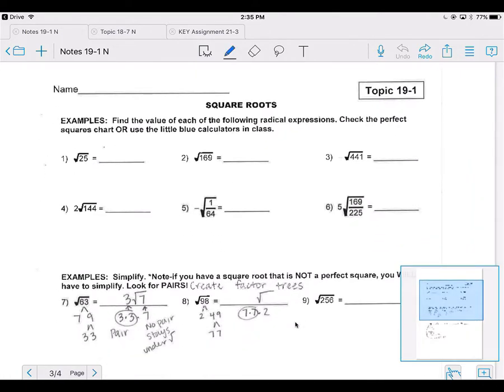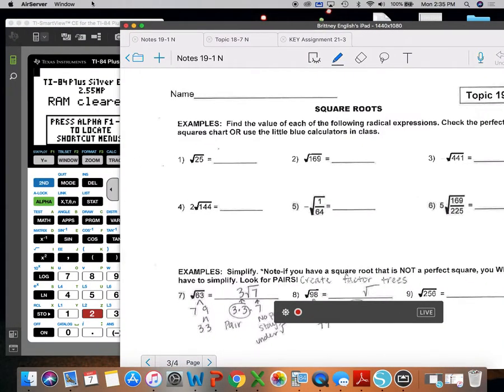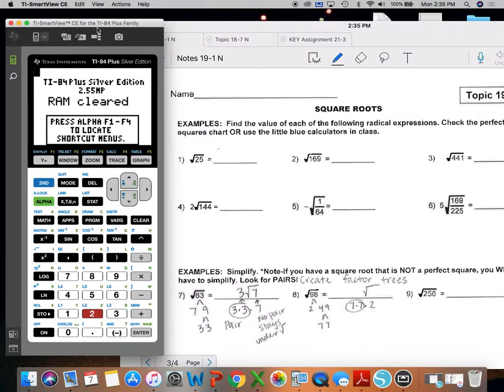This should be the first page on your notes packet. It asks you to find the value of each of the following radical expressions. Check the perfect squares chart or use the little blue calculators in class. If your teacher still has some of these calculators, you are free to use those. Also, if you have a phone calculator and you're not in class, you can use that, because in class we have little blue calculators or other calculators that you can use.